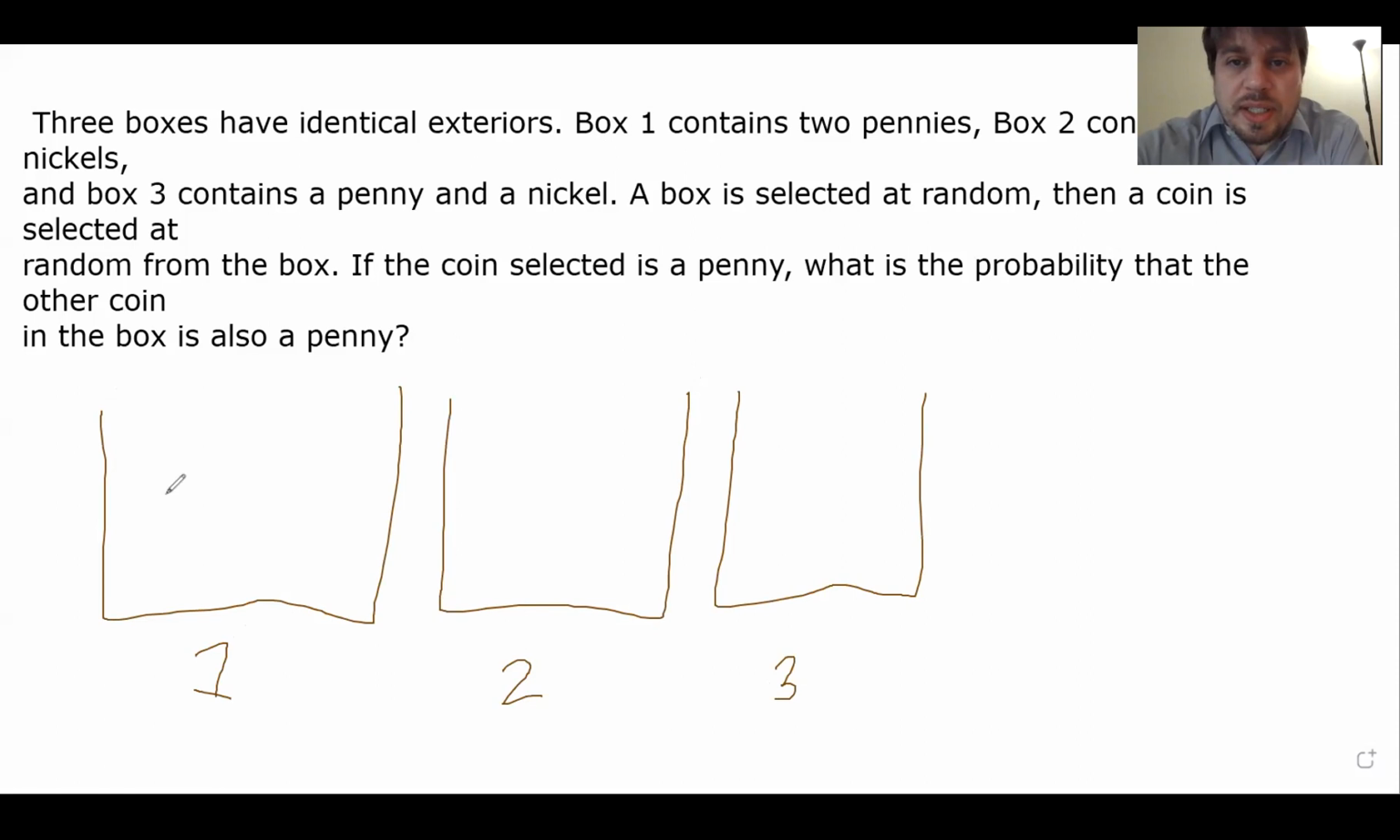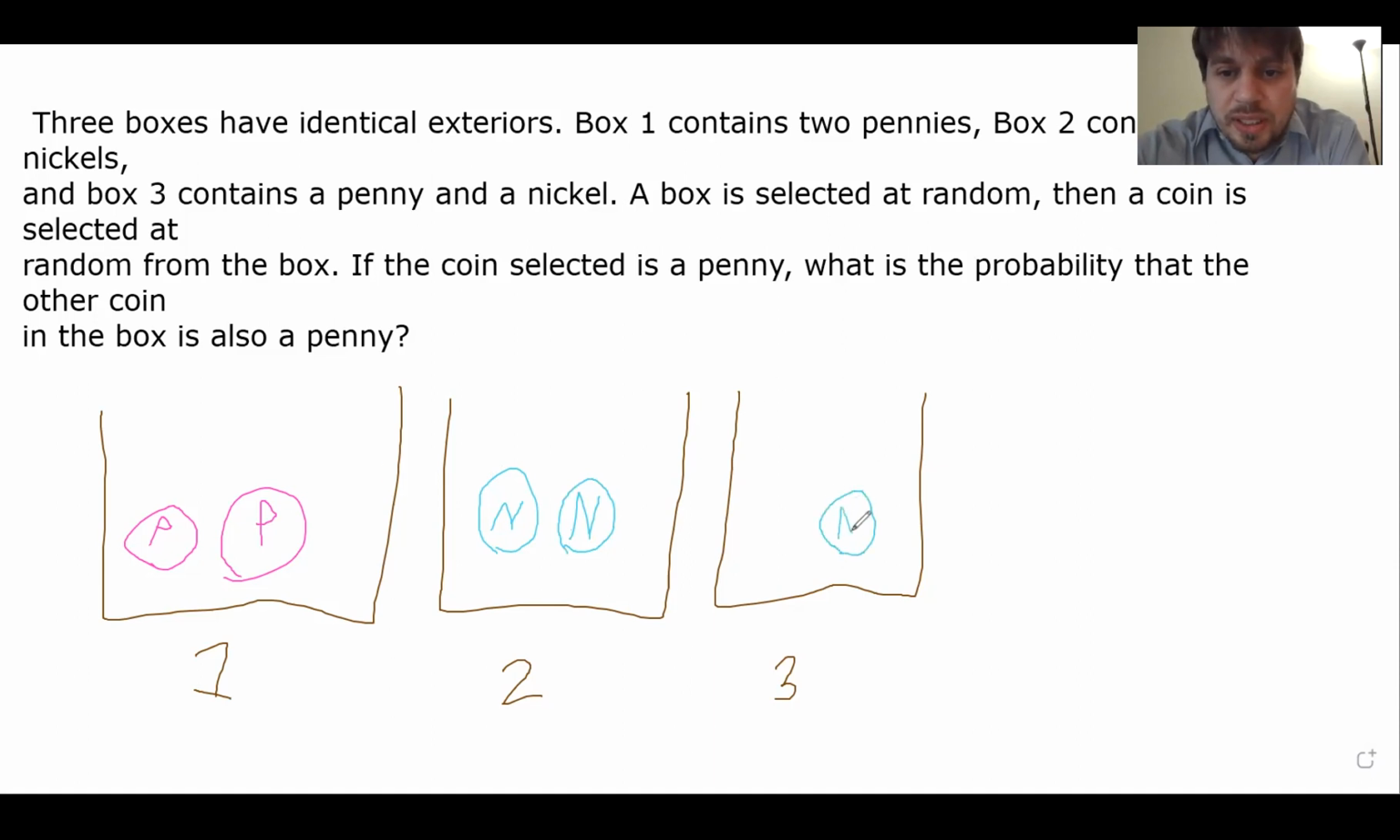Box 1 has 2 pennies. So 1 penny, 2 pennies. Box 2 is 2 nickels. So a nickel I'm going to choose here. That's a nickel. That's a nickel. And box 3 contains a penny and a nickel. So here's a nickel and also a penny.